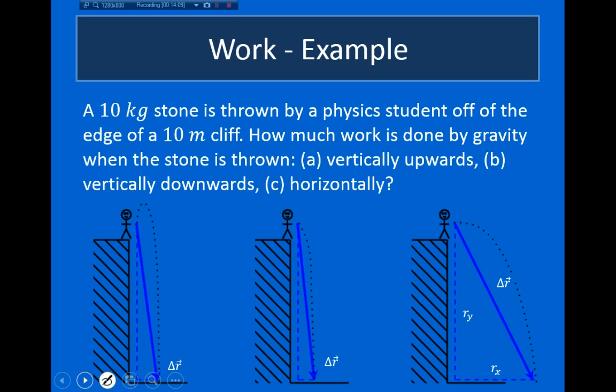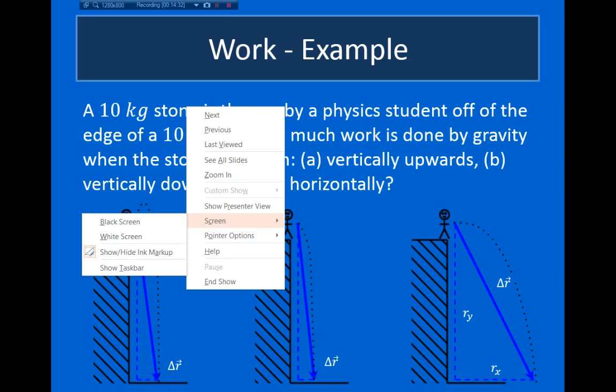And this is a really good example because it really shows why work is so useful, how it's very, very easy to calculate work in all three of these examples. So here we've got the stone that's thrown up, so it'll come up and then come back down. Here the stone is thrown vertically down, here it's thrown horizontally. We can see the path that the stone takes in each of these examples is very different. However, what we'll see is that the work is going to be the same.